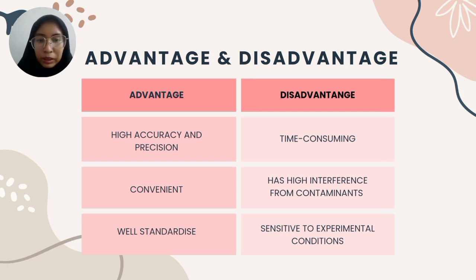However, the disadvantage is that this method can be time-consuming as it requires a step-by-step method which can take much time. Other than that, it has very high interference from contaminants and also impurities. And lastly, this method is very sensitive to any experimental condition, so it requires careful handling of samples. Any small mistakes can change the experimental result.